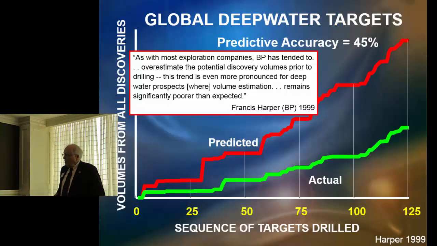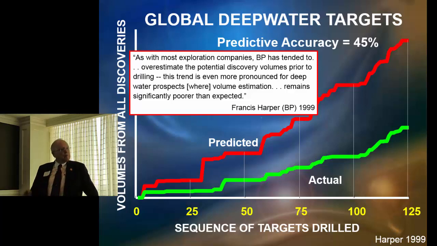Here's an example. BP drilled 125 targets in the late 1980s and early 1990s, 125 targets. The red curve shows what was predicted by the BP geoscientists. The green curve shows what actually was delivered, and these are for discoveries only. So there's no chance in this. This is forecasting what the ultimate recovery would be for the project, given discovery. So over 125 global deep water targets, they delivered 45% of what BP was expecting.